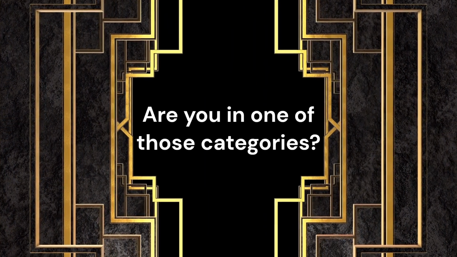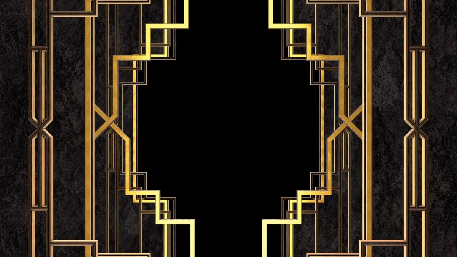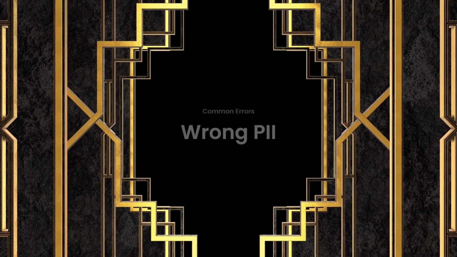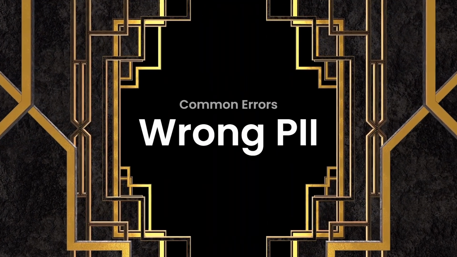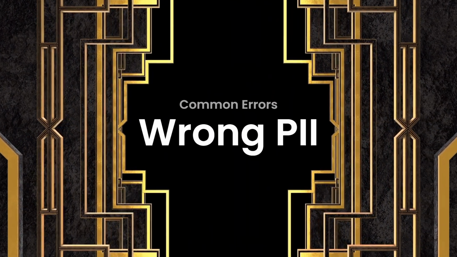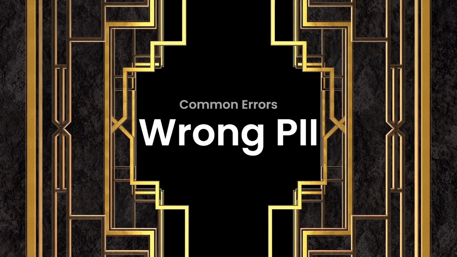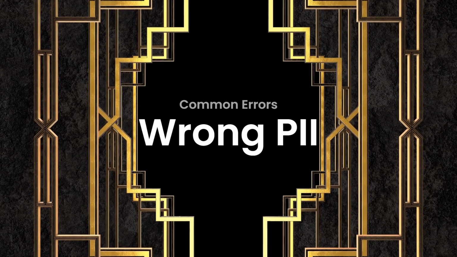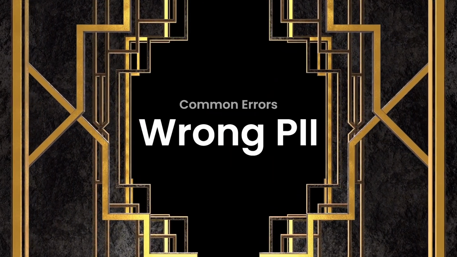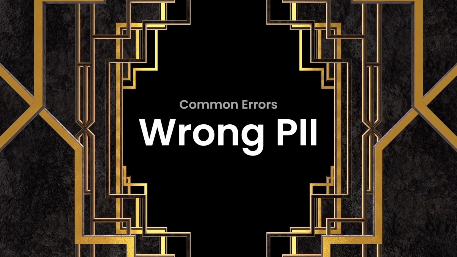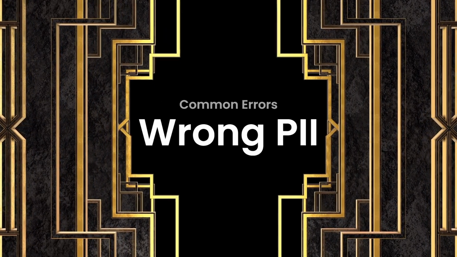First, I want you to look for errors, and let me give you some specific examples of errors to look for. You're going to look for wrong PII. PII stands for personal identifiable information. This is things like your wrong name or your name spelled wrong, wrong address, your wrong birth date, wrong social security number. These are things that are specific to you, and it's called your personal identifiable information, or PII.